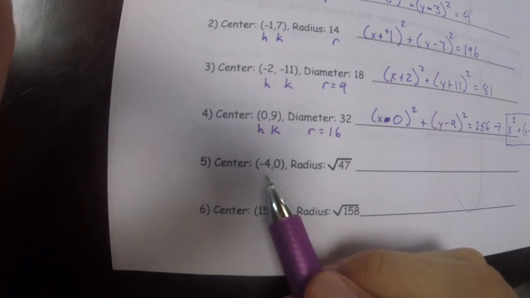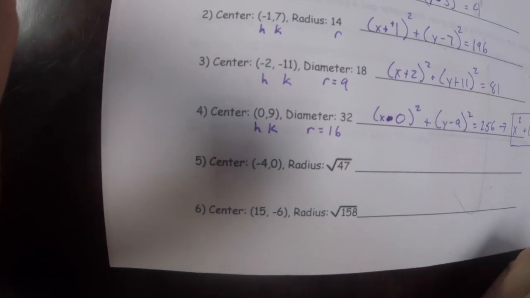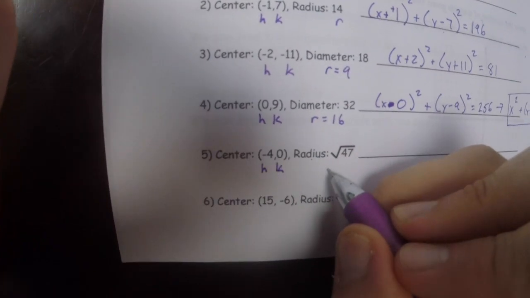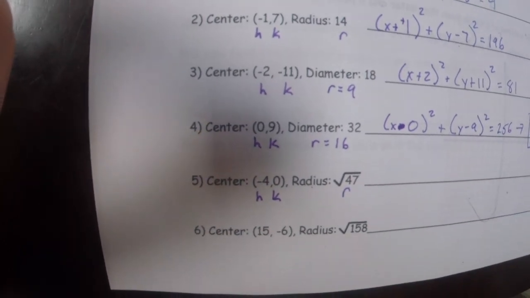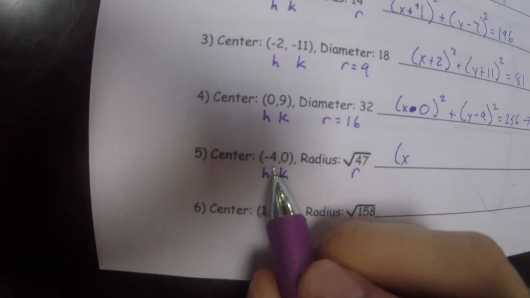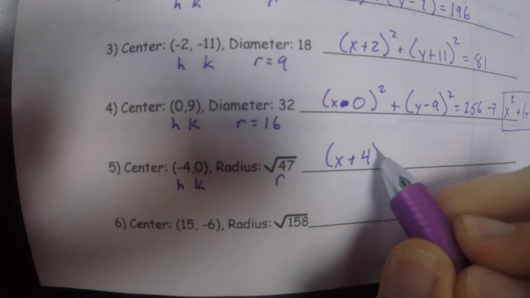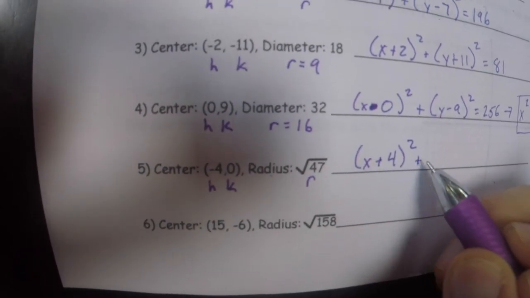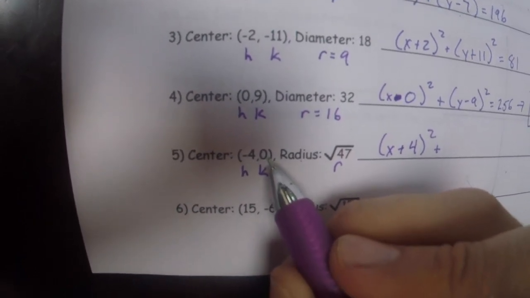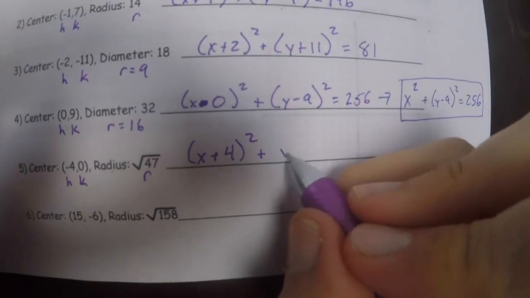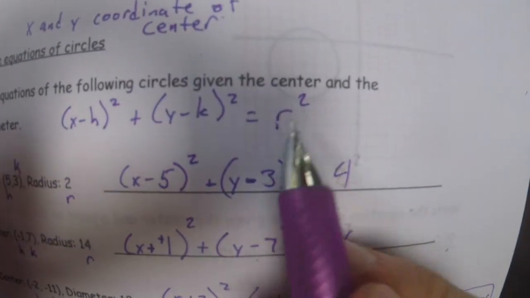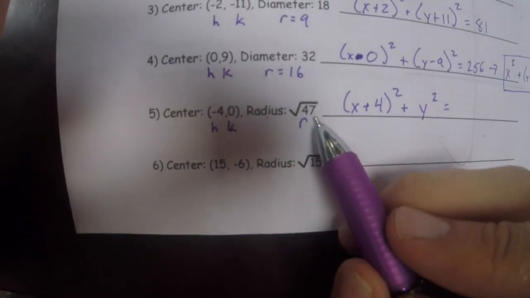All right. Center is (-4, 0). Radical 47 is the radius. Okay. So here's my h. Here's my k. This is the radius, so this is my r, radical 47. All right, pop it into the equation of a circle. x minus -4, since it's a negative, it's going to turn positive. And then, like I said before, if the coordinate is 0, we're not going to write y minus 0 squared because y minus 0 is just y. So let's just put y squared. Equals the radius squared.